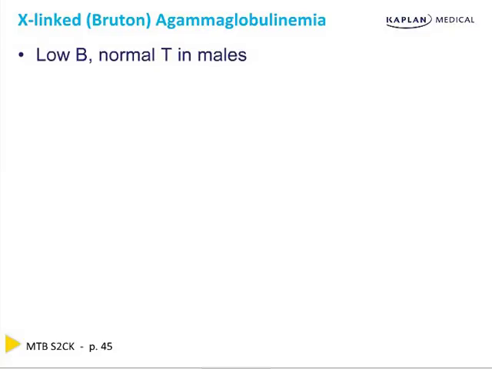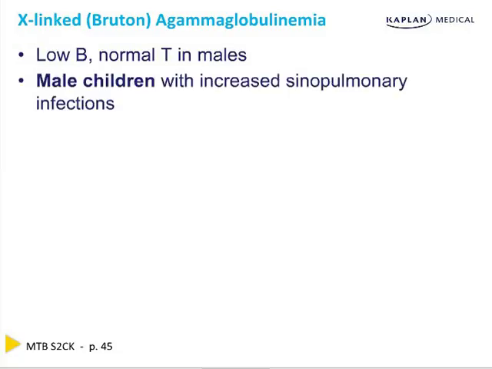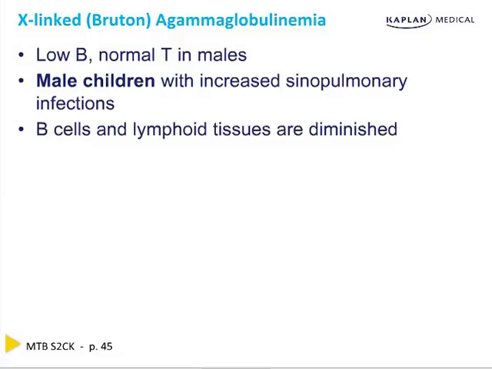Our next primary immunodeficiency disorder is X-linked, or originally known as Bruton's agammaglobulinemia. It's quite a mouthful. This is basically low B cells, normal T cells in young male children. These male children will present to you with an increased frequency of sinopulmonary infections. What you'll notice in testing is their B cells are diminished in number, as is the lymphoid tissue. Now this is in striking comparison to CVID, which had normal numbers of B cells and normal lymphoid tissue.